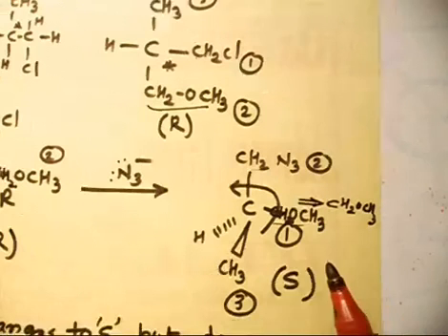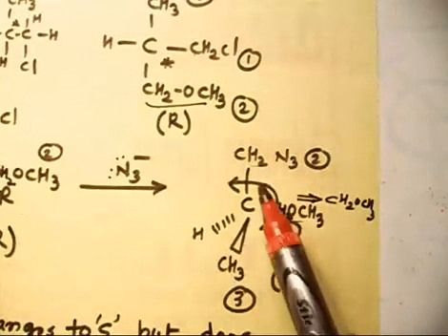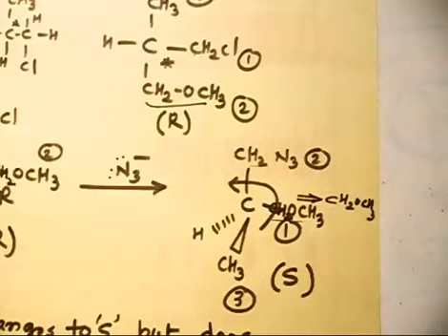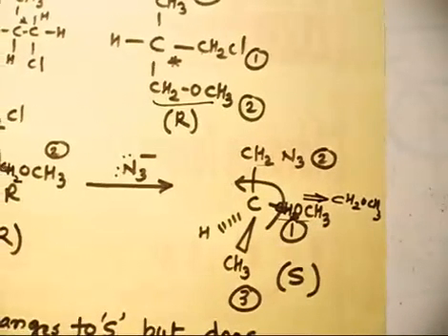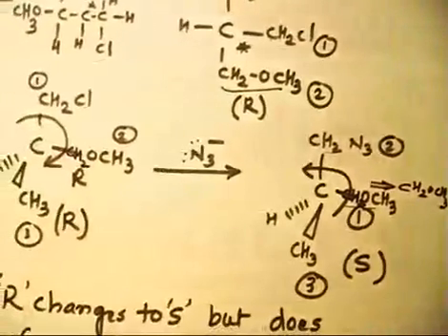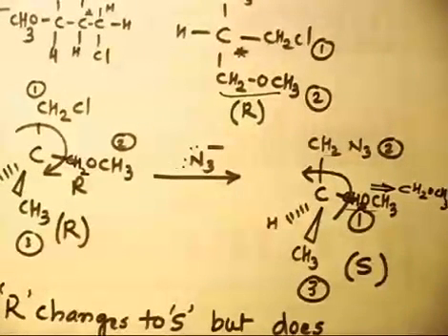Now if you see, what is the configuration? This is 1, this is 2, this is 3. So I will have something like this. So this is anti-clockwise. So this configuration will be S configuration. Now I ask a very simple question. You see, in this problem what we have done, after attack of N3 minus, R has changed to S. R configuration has changed to S configuration.